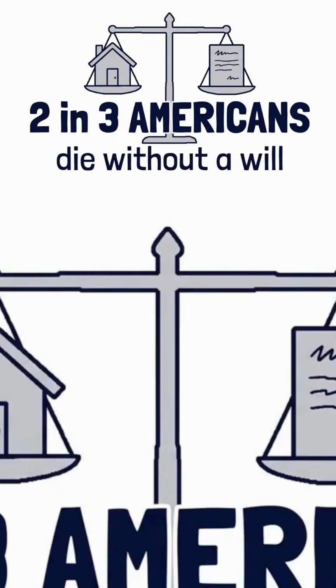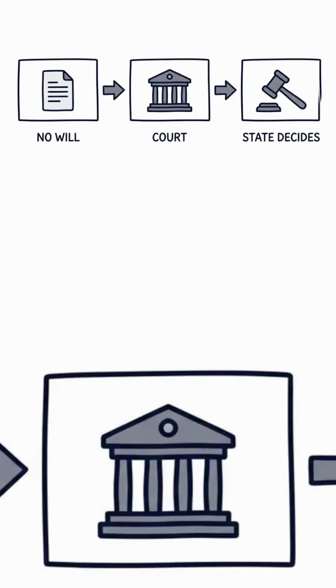What I'm about to walk you through is what actually happens to your home, your savings, and your kids if you die without a will. It's not what most people expect. And once you hear it, you'll understand why this is the most important paperwork you'll ever sign. So let's start with the basic question. If you die without a will, what happens to your stuff?